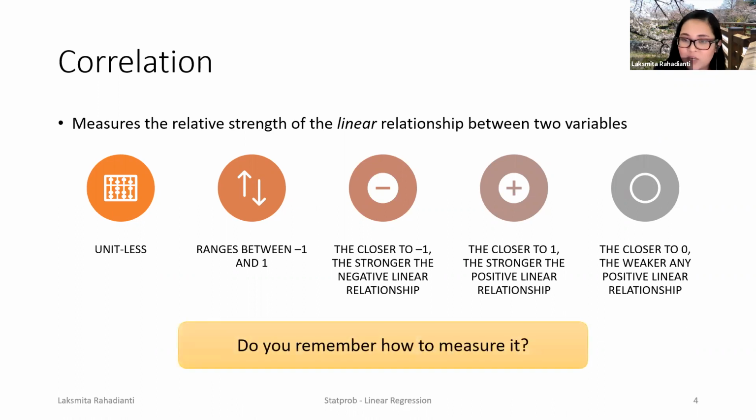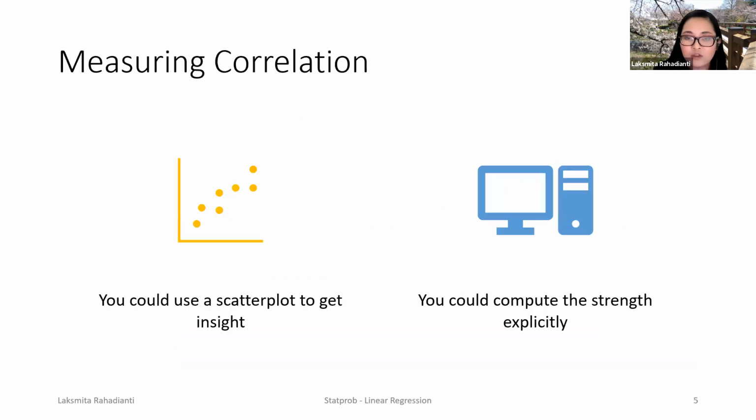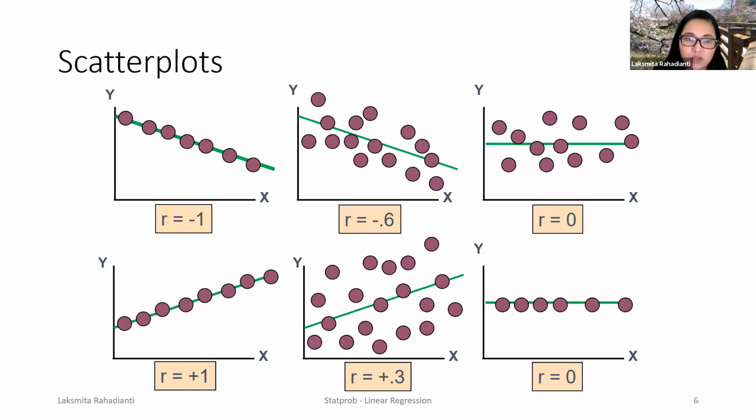Do you remember how to measure it? If we want to talk about actual correlation between X and Y, what could we do? There are two things that we can do in the realm of correlation. You could use a scatter plot to get insight. But remember, with a scatter plot, you can't actually know the exact value of correlation. You can only get an idea of how the relation is between X and Y, or you can compute the strength explicitly. So the first one, you could use the scatter plot like this to get insight.